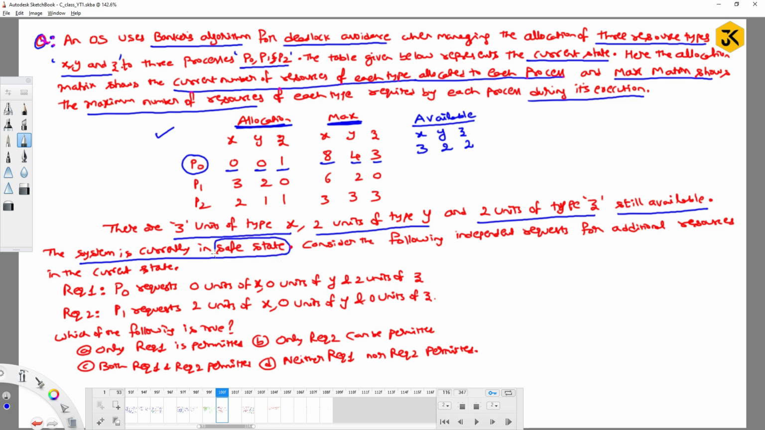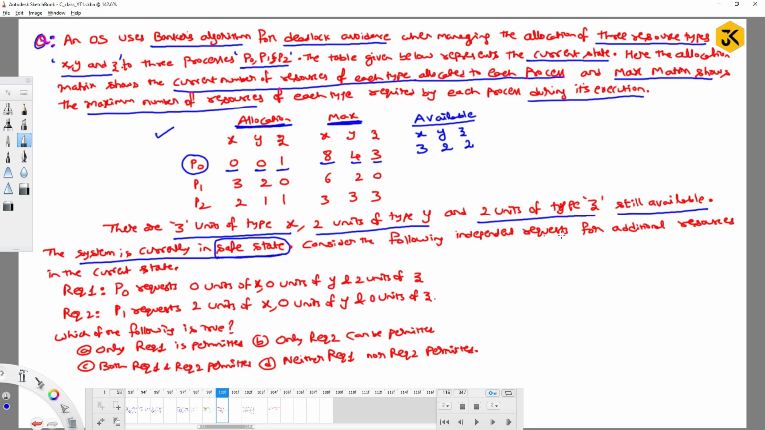Generally, the deadlock avoidance concept is meant to define whether the given system is in a safe state or not. Once the system is in a safe state, then only we can go for allocation. Now they are saying that it is in a safe state.